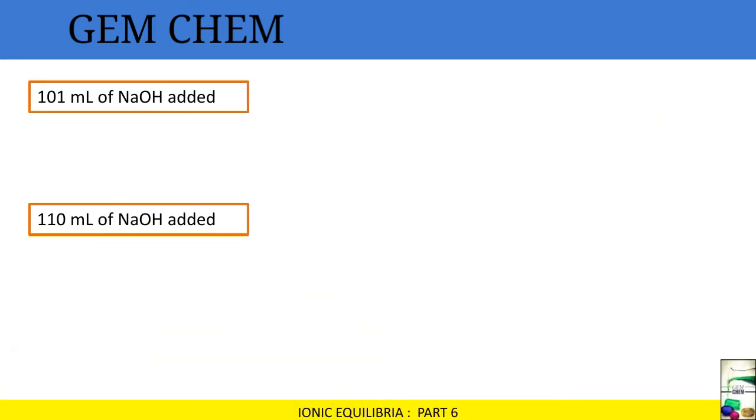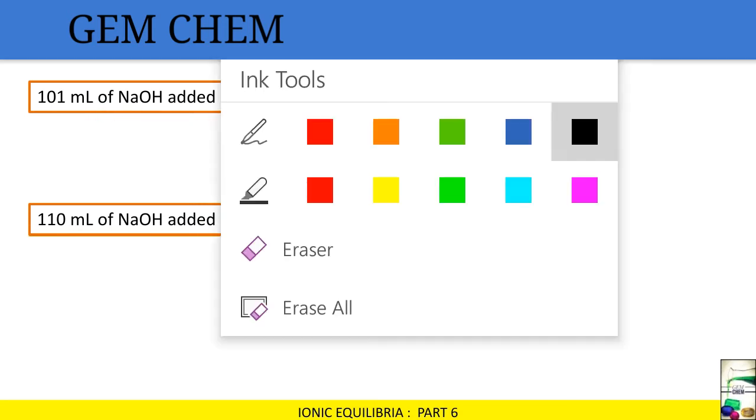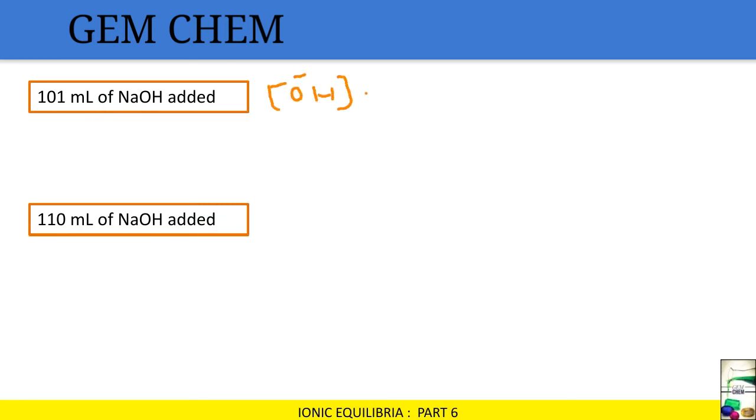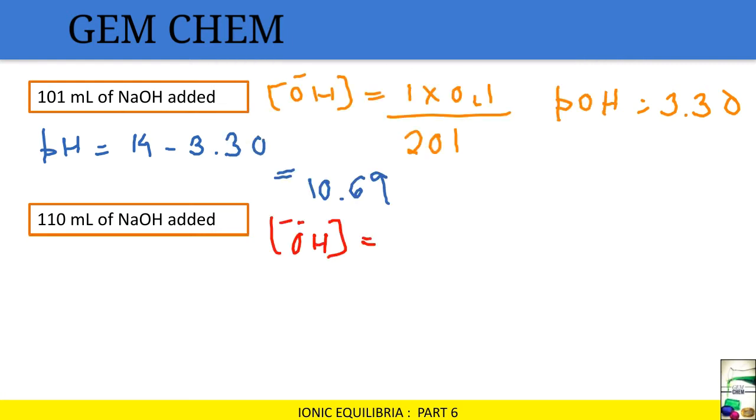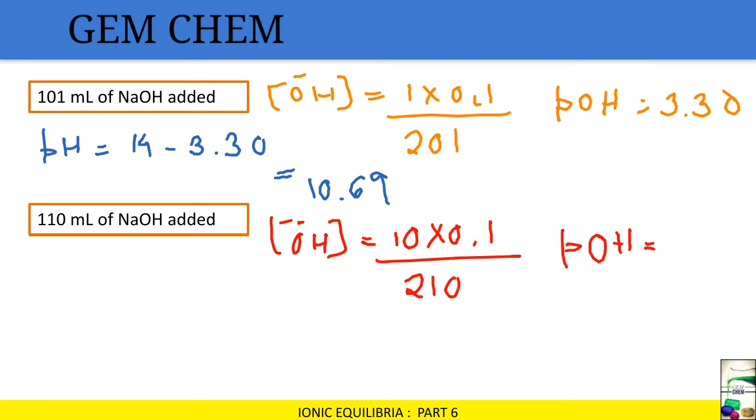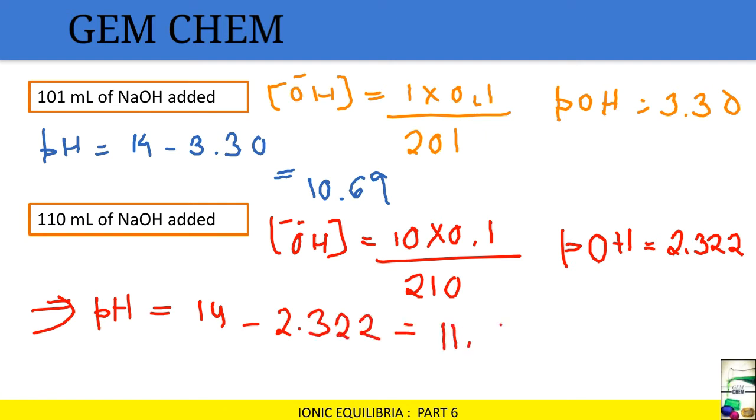Similarly, if 101 ml of NaOH is added, then the concentration of OH- is given by 1 into 0.1 divided by 201. pOH comes to be 3.30, and when we calculate pH, that is 14 minus 3.30, it comes to be about 10.69. Now, for the next case, the OH- concentration will be 10 into 0.1 by 210, and pOH comes to be 2.322. Further, on doing the pH calculation, 14 minus 2.322 gives us 11.678.